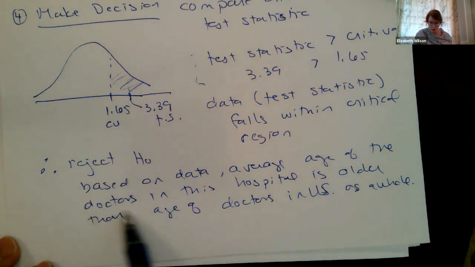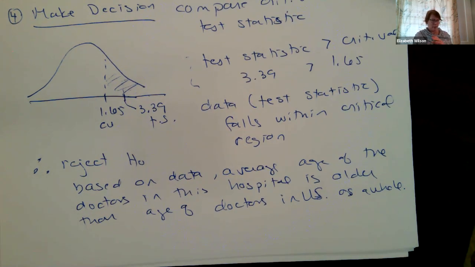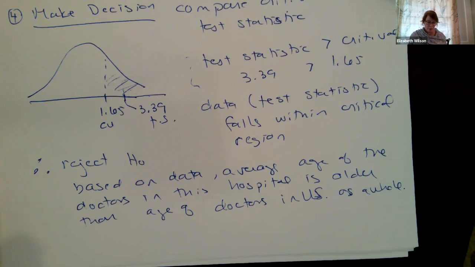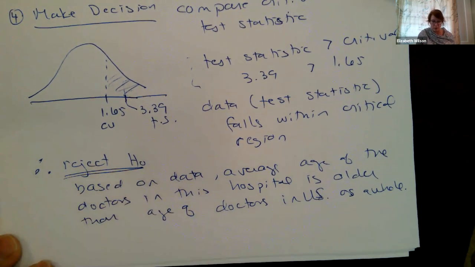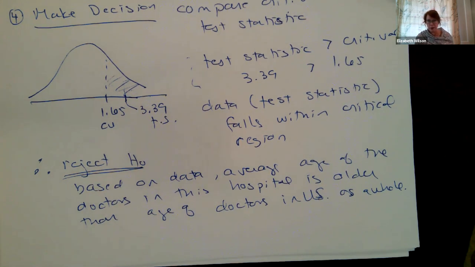You don't necessarily have to rewrite it like this. That's just so you can conceptualize what we're trying to do. But you have to say this is your decision: we reject the null hypothesis. So these four pieces are what you're going to need. You don't have to draw the pictures. Pictures will help you as you're working through these problems to begin with. I find them helpful.